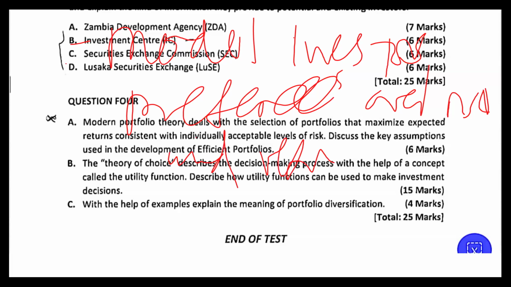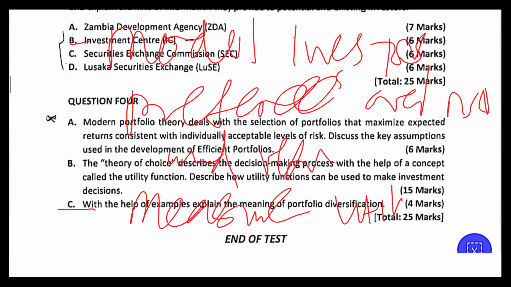So the utility function represents how much satisfaction an investor can derive from the different investment outcomes. The utility function will measure how much utility, or level of satisfaction, that particular investor can derive from the different investment outcomes that they can actually have. So that's what is happening.